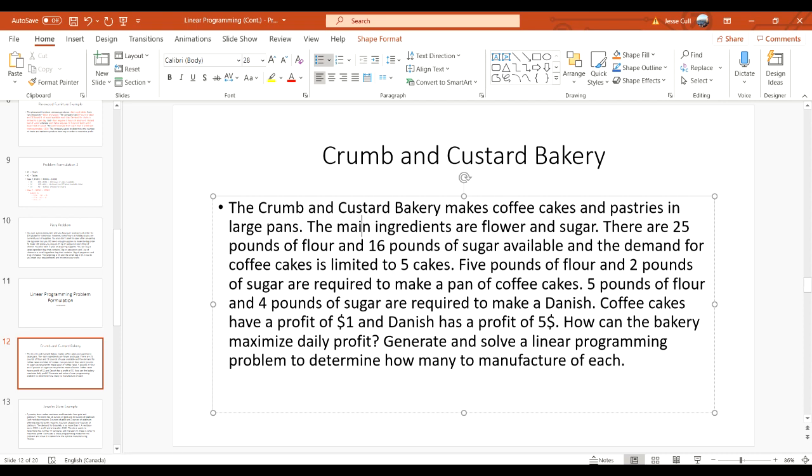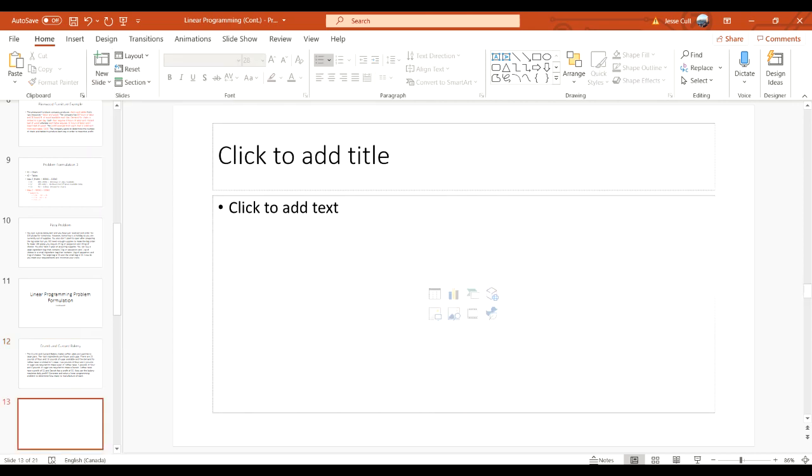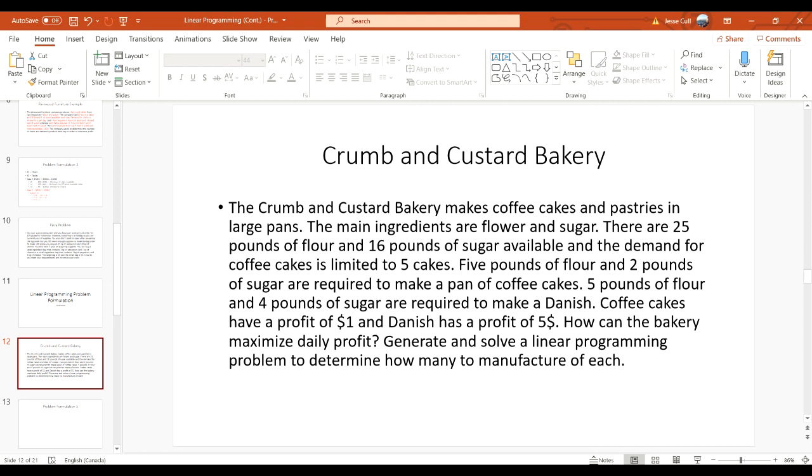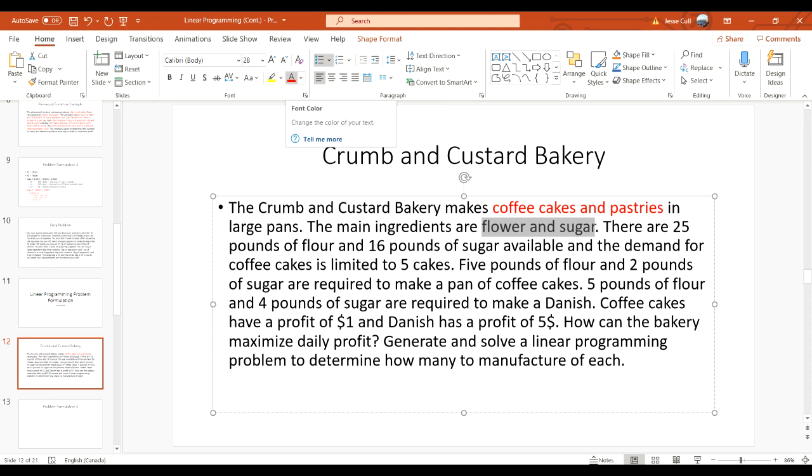So this is a pretty standard question. There's not a lot that's new and interesting. So let's open a new slide. And as always, let's review our problem and highlight the key information. So the crumb and custard bakery makes coffee cakes and pastries in large pans. The main ingredients are flour and sugar. So we have ingredients, we probably suggest those will be constraints that we have to deal with.